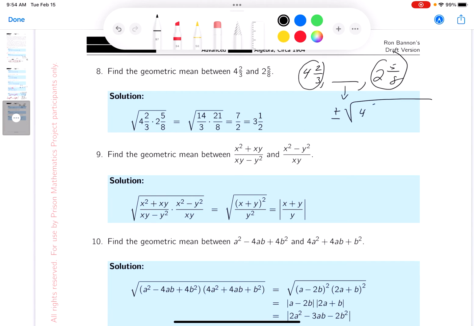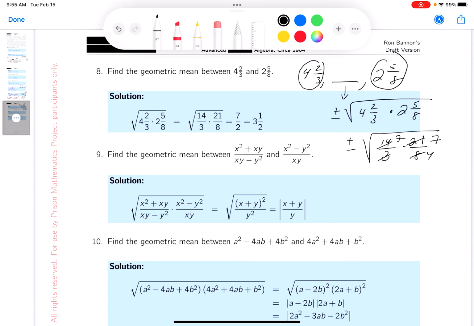So it's 4 and 2/3 times 2 and 5/8. Well, you know what? It's arithmetic for me, but I've got to do it. So let's see, you get 14 thirds times 21 eighths. I'm going to reduce. That's 7. Let's see, 2 goes into 14 7 times, and into 8 4 times.